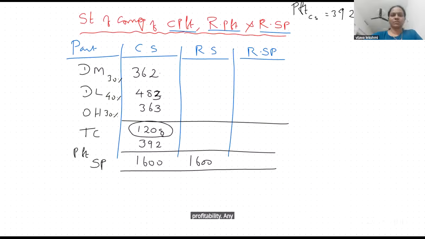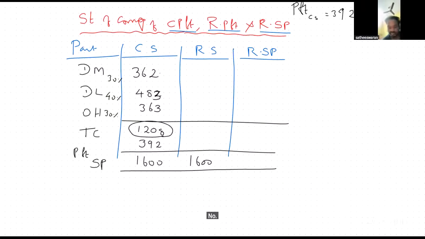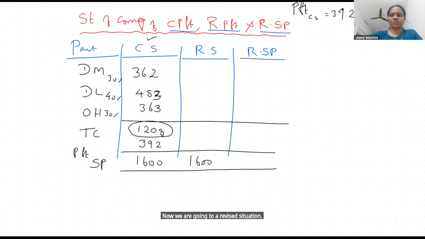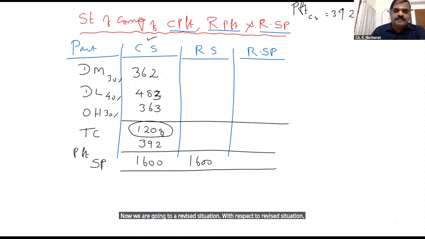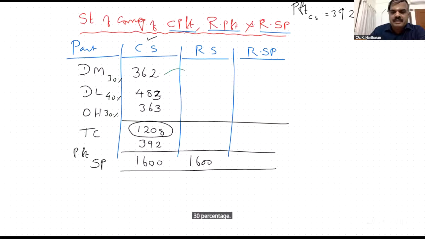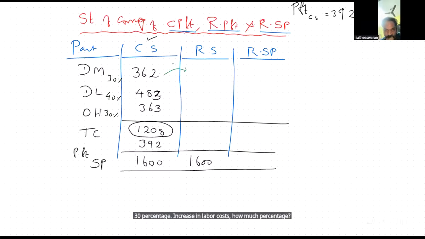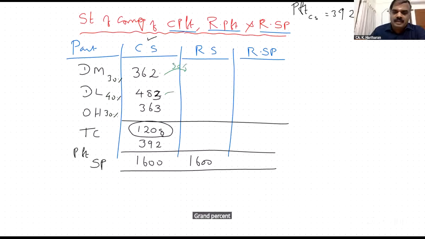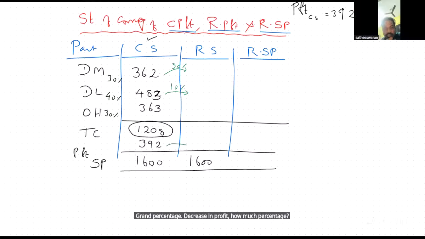Any doubt in the current situation? No, sir. Are you comfortable? Now we are going for the revised situation. With respect to the revised situation, increase in material cost, how much percentage? 30%. Increase in labor cost, how much percentage? 10%. Decrease in profit, how much percentage? 40%. Am I right?